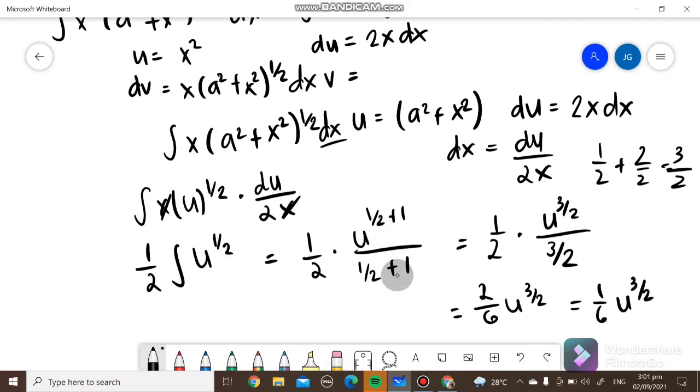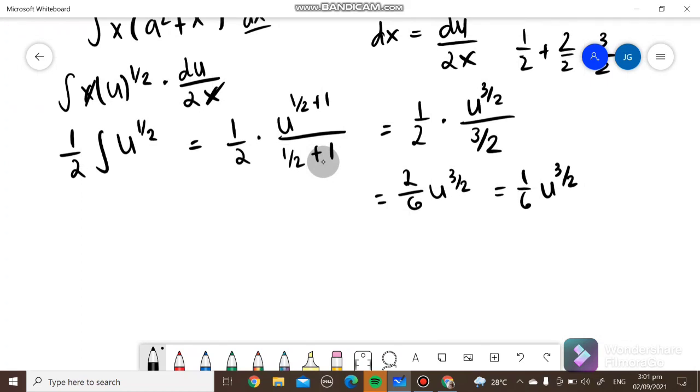And then what's the value of our u? The value of our u is simply a squared plus x squared, raised to 3/2. So, that will be the value of our v. Okay?